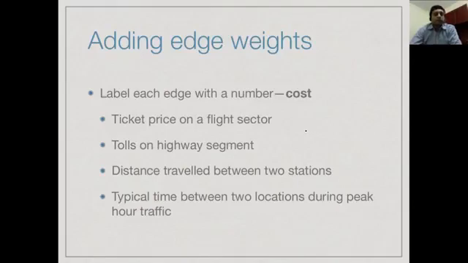Or if edges represent roads in a network of highways, then we might have a cost representing the toll that one has to pay on a particular segment of road. Or if we have a railway network, it might represent the distance between two stations. Or on a simple traffic road map of a city, it might represent how much time one might expect to take between two intersections at busy times.